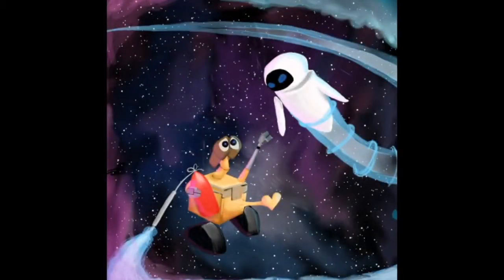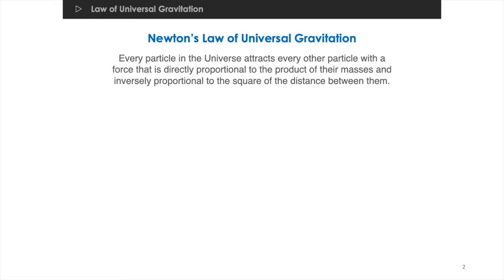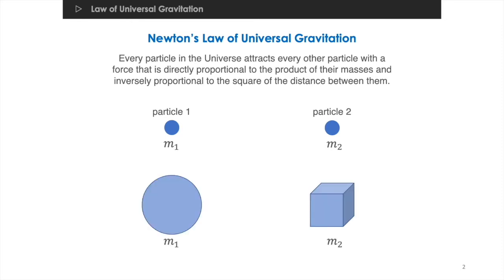In 1687, along with his three laws of motion, Newton published the law of universal gravitation. This law states that every particle in the universe attracts every other particle with a force that is directly proportional to the product of their masses and inversely proportional to the square of the distance between them. Now, the word universal here means that this law works for any kind of two objects that have mass. Whether we are talking about two point particles with mass m1 and m2, or two extended objects like a sphere or a cube, this law works accurately.